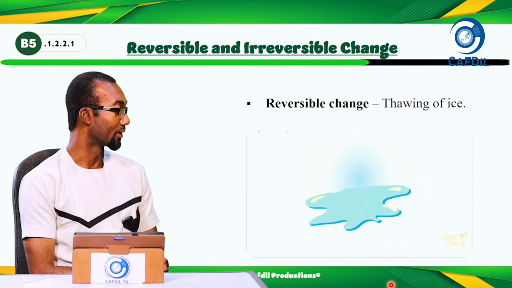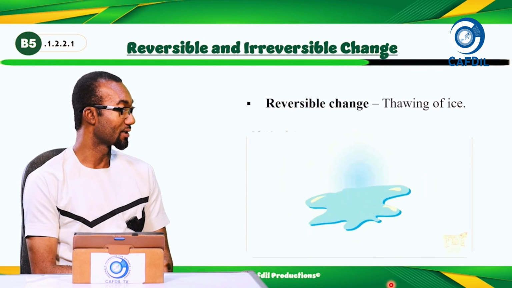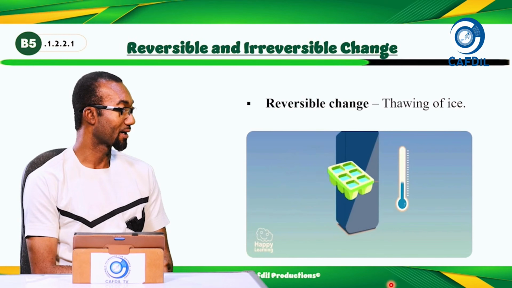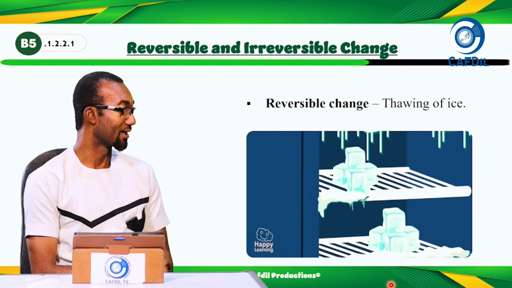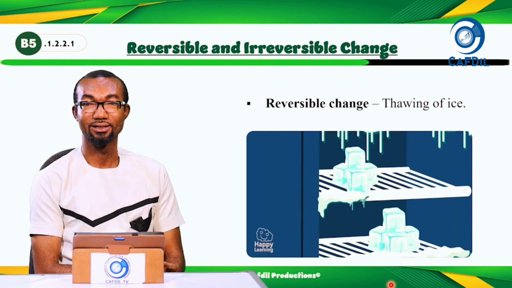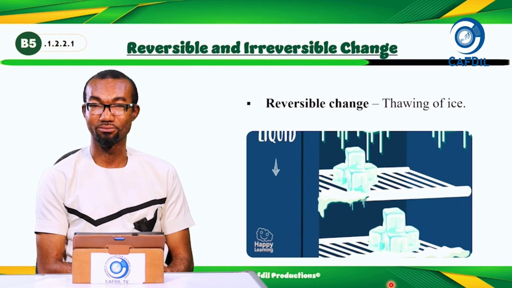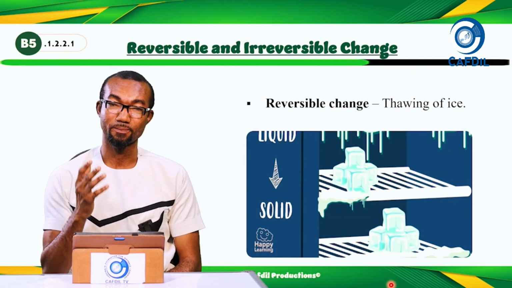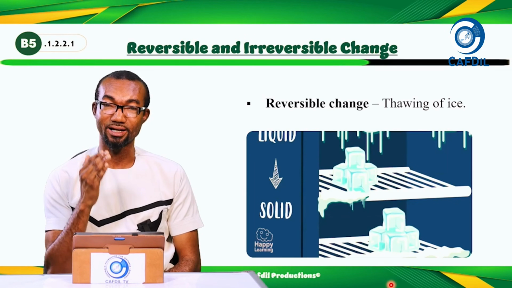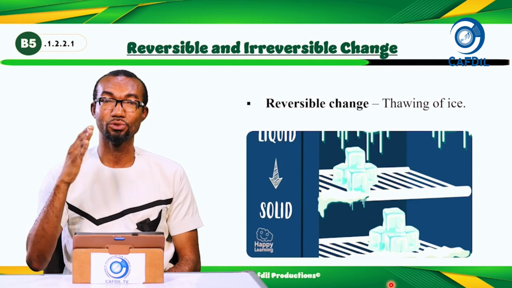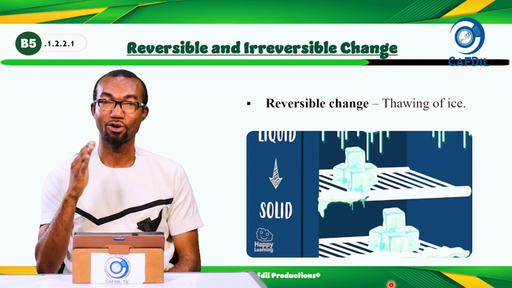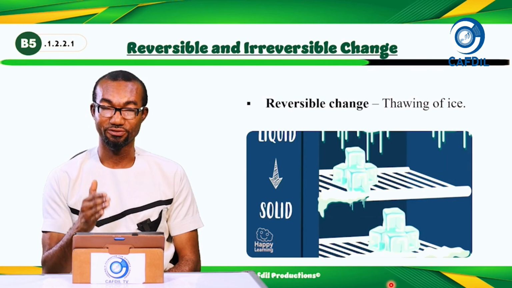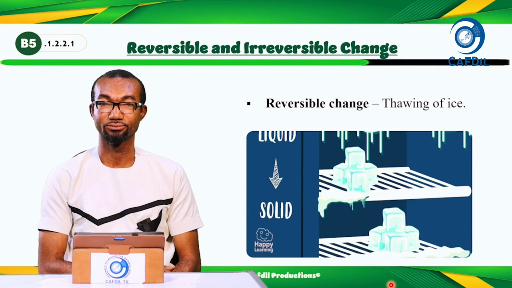And then when it thaws into liquid, you can just put this liquid back into a freezer and it will freeze, and then you get your ice back. So no new substance is formed. Liquid to solid, solid to liquid, liquid to solid, no new substance is formed. So one example of reversible change is the thawing of ice.